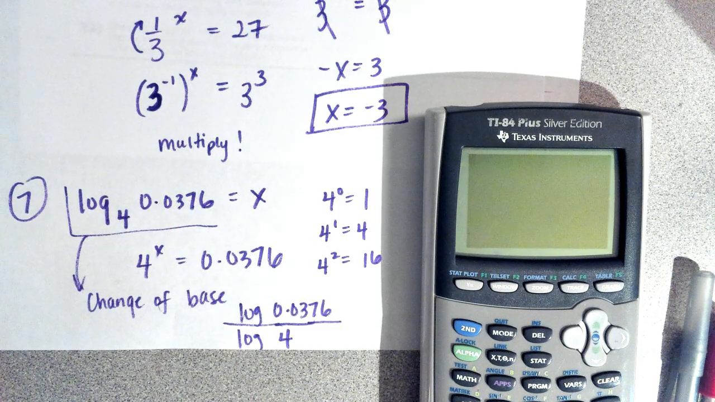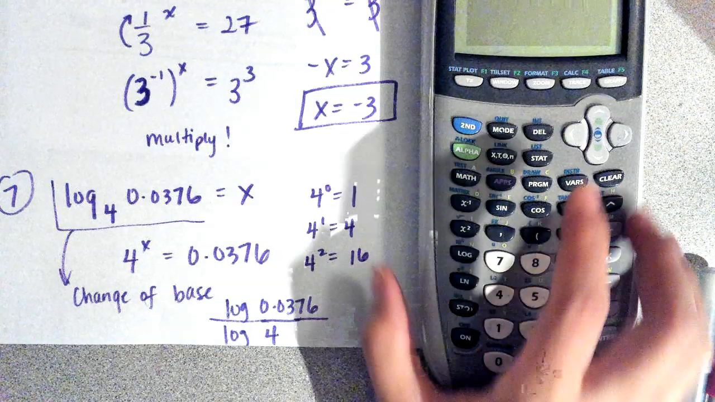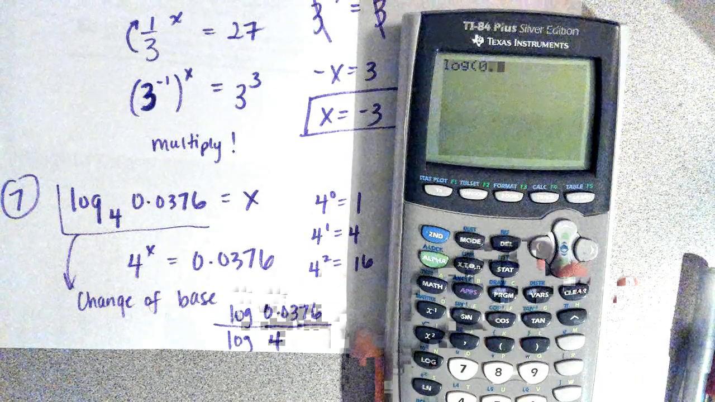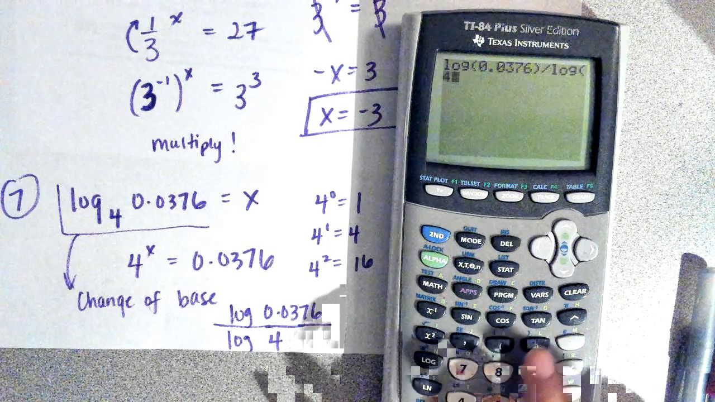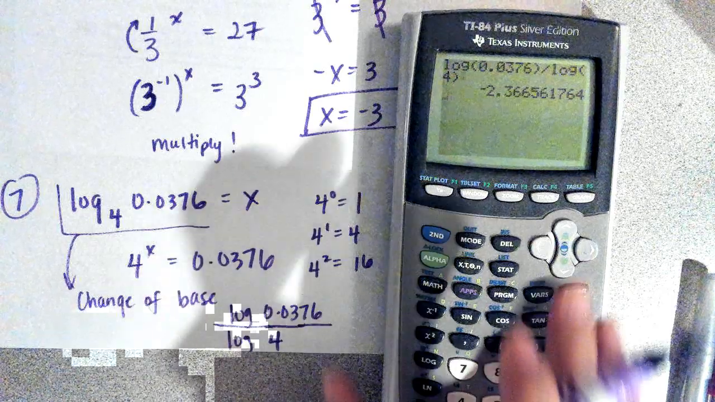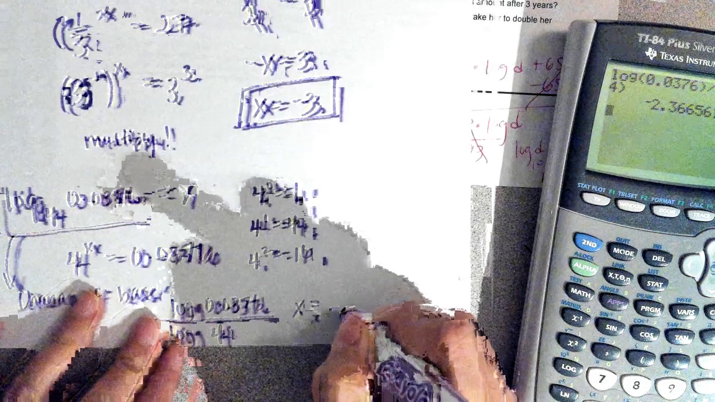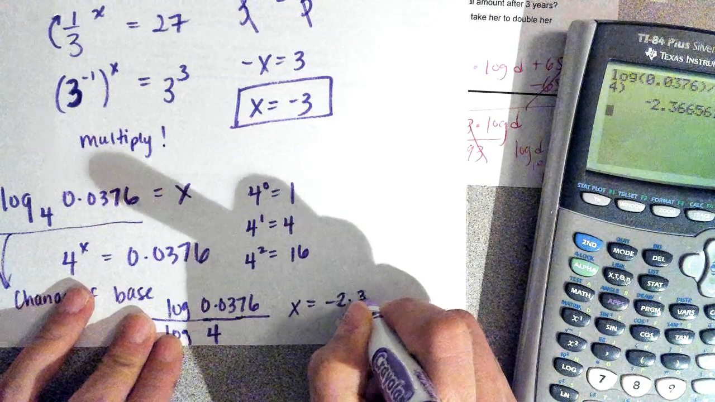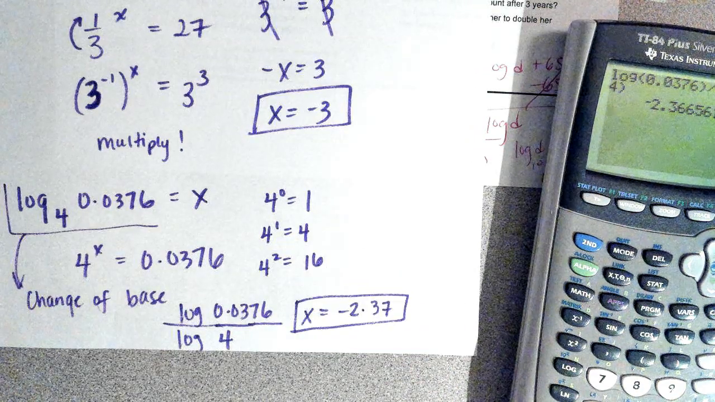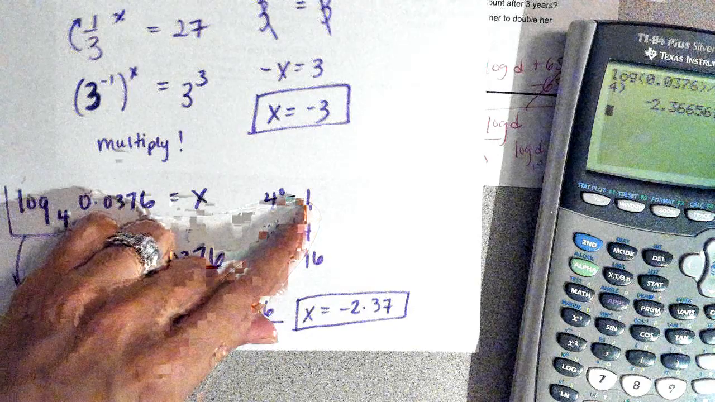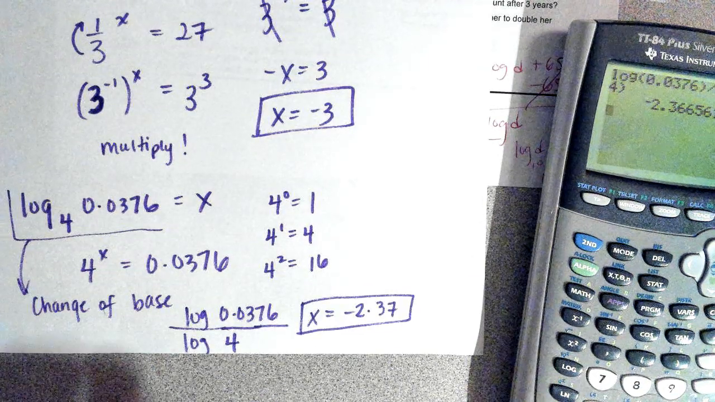And how I do that is I type in log. Right, in my calculator, the log button is right here under the x squared. Log of 0.0376 divided by log of 4. And enter. And so I'm going to get negative 2.37-ish if I round. So that would be my final answer, which makes sense because 4 to the 0 was 1, and we had a number that was way smaller. Good.